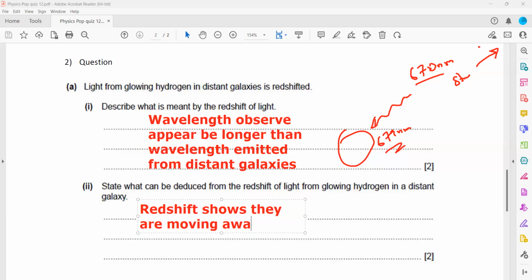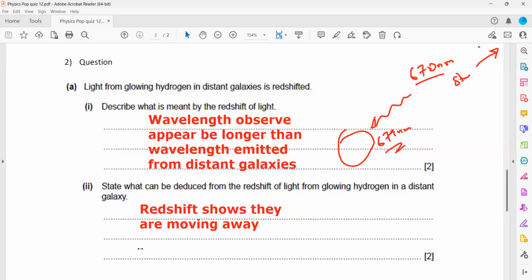And what else can we do? We can also calculate, like this is 1 mark, when you mention using a redshift, we can say they are moving away from us. And the second thing, we can also calculate the speed at which they are moving. Like this is 1 mark, redshift shows they are moving away. The second thing, what can be deduced from a redshift of the light?